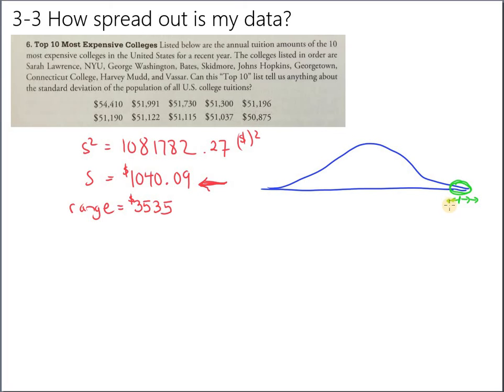And the full standard deviation of all colleges in the United States looks very different than that, right? The mean for all colleges is around here, and the standard deviation is going to be much bigger. It's probably going to be about like that, to cover most of the data with a couple in each direction. So for all colleges, it's probably much bigger than this 1,040.